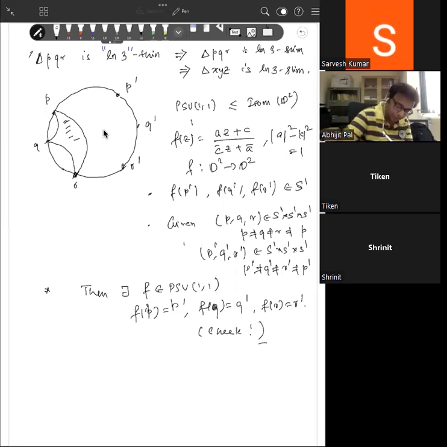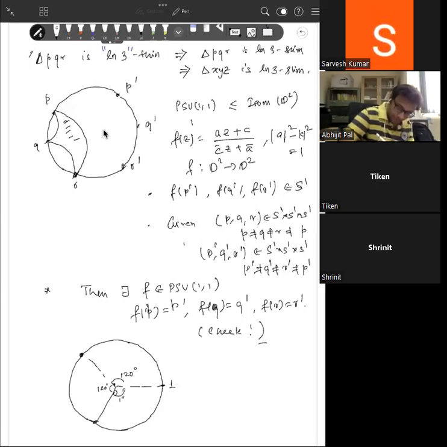Okay, so what I'll do, I'll take this first point 1, and this is my origin, and I'll take the other points such that this angle is 120 degrees. So 3 equispaced points on the circle. Okay, so these 3 points I'll take.